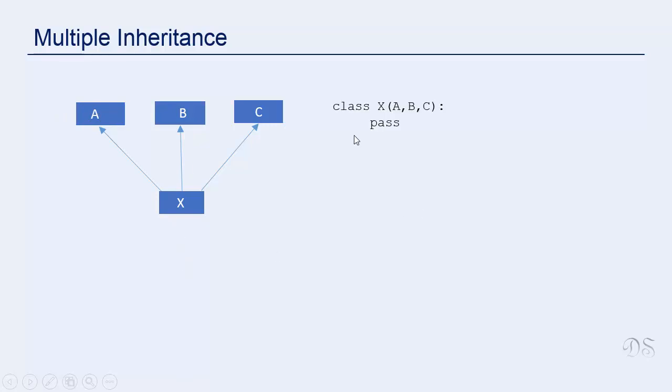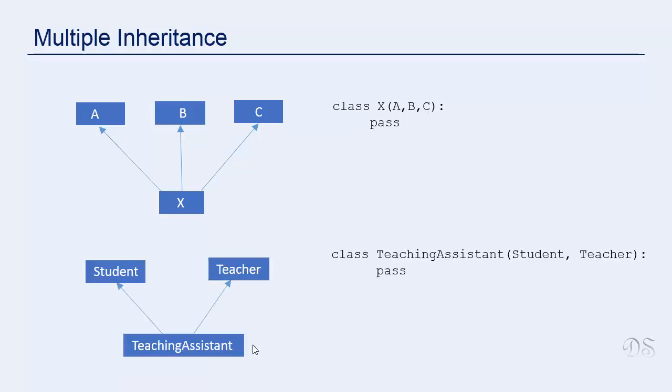This is the syntax of defining a new class that inherits from multiple classes. All the base classes are placed inside the parenthesis. So this statement creates a new class named X that inherits from classes A, B, and C.